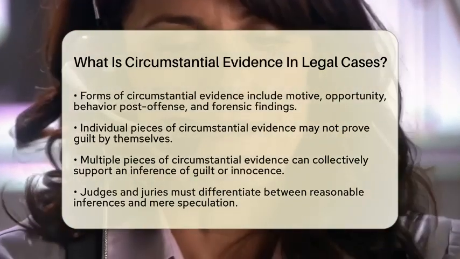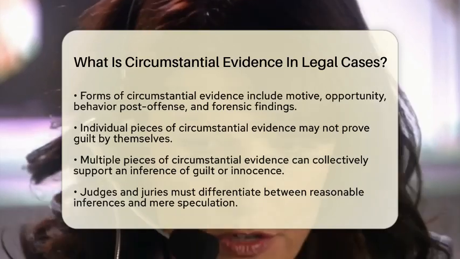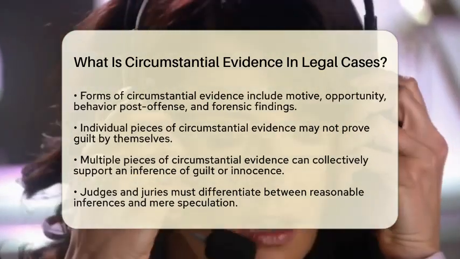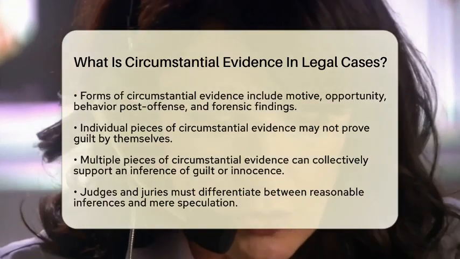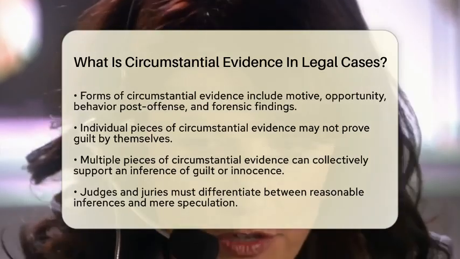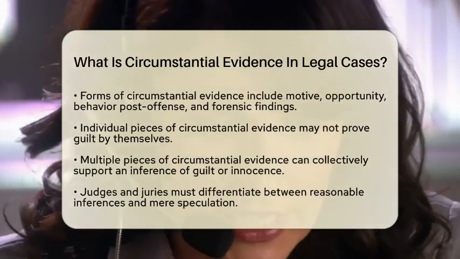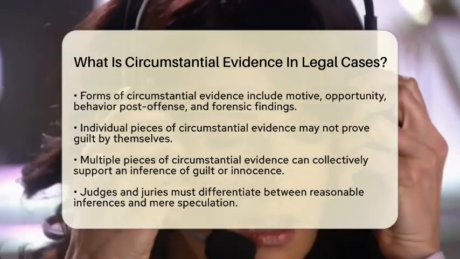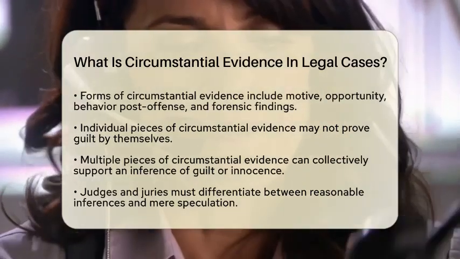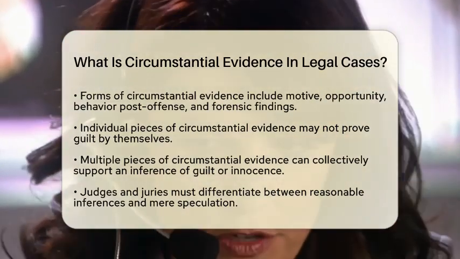Each piece of circumstantial evidence alone might not conclusively prove guilt. However, when multiple pieces align and exclude other reasonable explanations, they can collectively support a strong inference of guilt or innocence. Judges and juries must carefully distinguish between reasonable inferences drawn from circumstantial evidence and mere speculation.